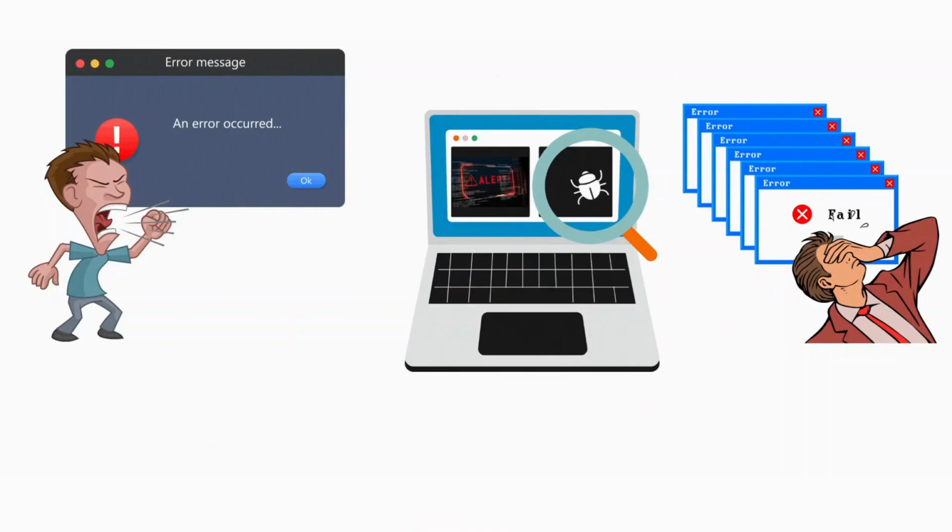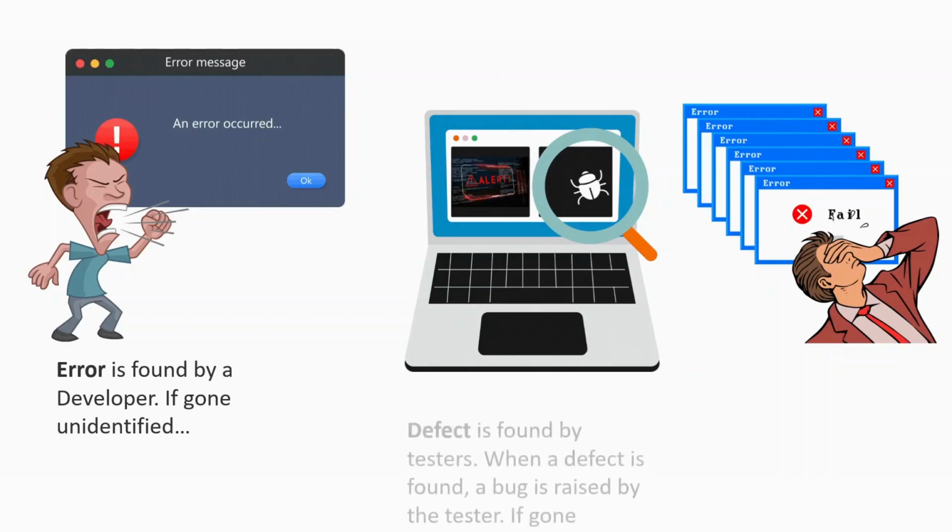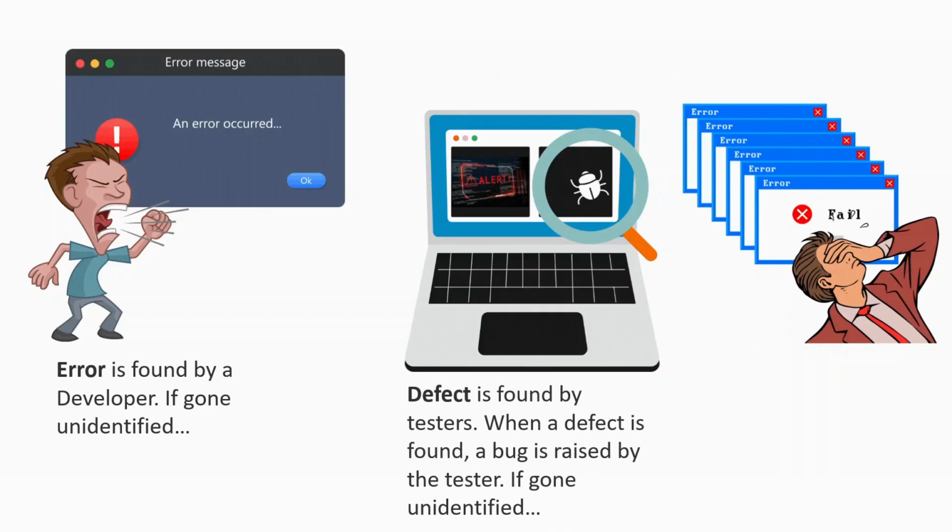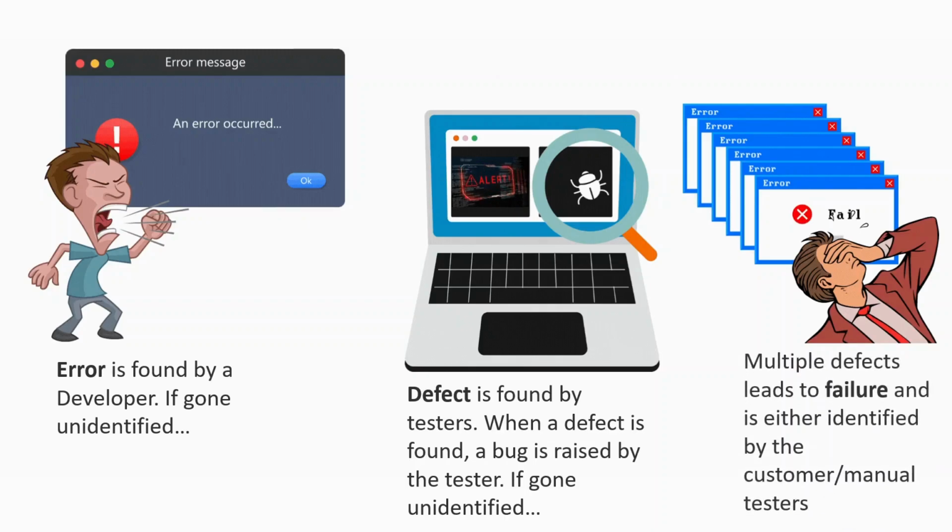To summarize the terms we have just decoded, error is made by a developer. If it goes unidentified, it leads to a defect. A defect is found by the testers, and when a defect is found, a bug is raised by the tester. If the defect goes unidentified, it leads to multiple defects, and multiple defects lead to failure, which is either identified by the customer or the manual testers.